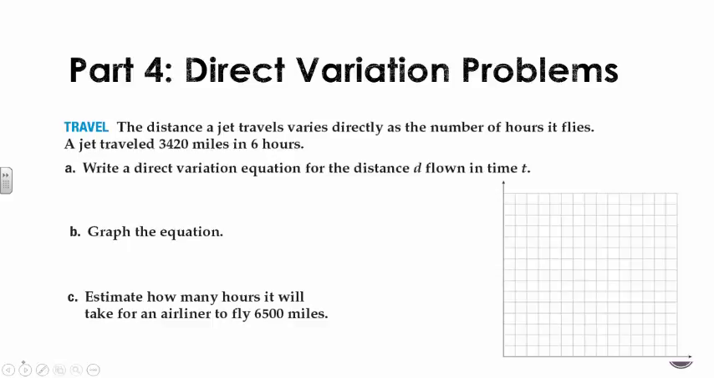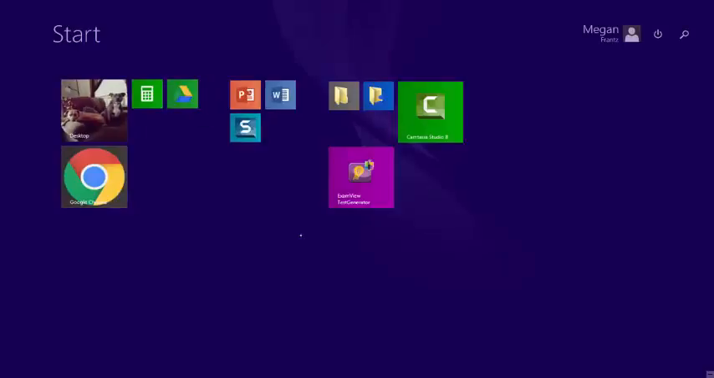Let's do a story. The distance a jet travels varies directly as the number of hours it flies. A jet traveled 3,420 miles in 6 hours. Write a direct variation equation for the distance flown in time t. So remember, it's y equals kx, but they changed this into distance and time. So we could write it like this, d equals kt. And then plug in what you know. I know the total distance it traveled was 3,420. We're looking for k, and it did it in 6 hours. So if we use our algebra, we can find k, throw this in our calculator, we end up with 570.